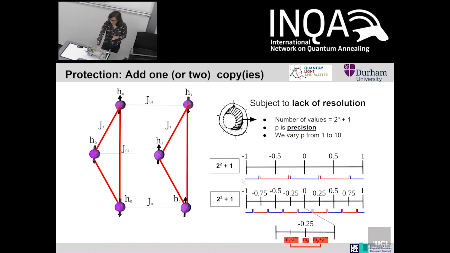Here's an example where we have low precision, and you see there's a low number of values between -1 and +1 that we're able to set. This means that the problem that we're able to set on our quantum computer is not going to be very close to the one that we want to set for our optimization problem. But as you can see, as we increase the precision, there are more allowed values between -1 and +1, and this means that we're able to set our h's and J's closer to the ideal values that we need for our optimization problem.